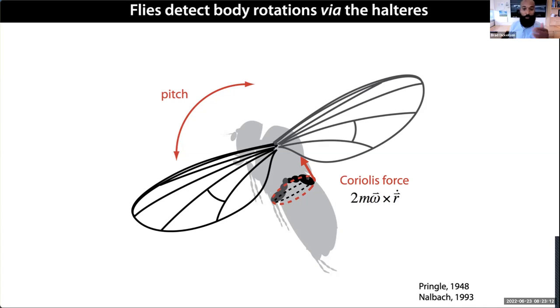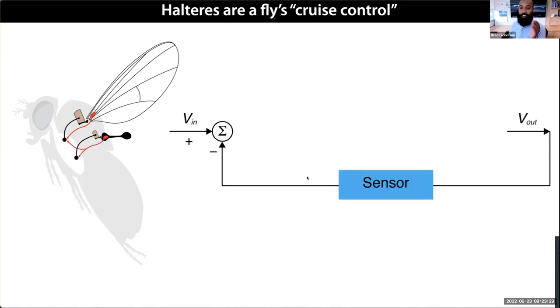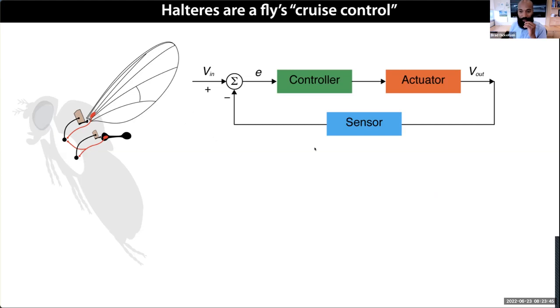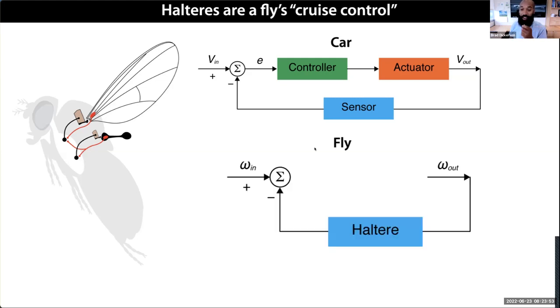And so for a long time, the way we think about haltere function is that it's basically a fly's sort of cruise control. If you think about cruise control in a car, we have some desired velocity, we have some measured velocity, there's a sensor in your car comparing the desired velocity with the actual velocity, and then a controller and actuators help regulate that velocity while you're on the road. In a fly's case, the fly has a desired angular velocity and a measured angular velocity, and the haltere is measuring that and then sending that error signal, in the form of a timing signal, to the wing steering muscles.